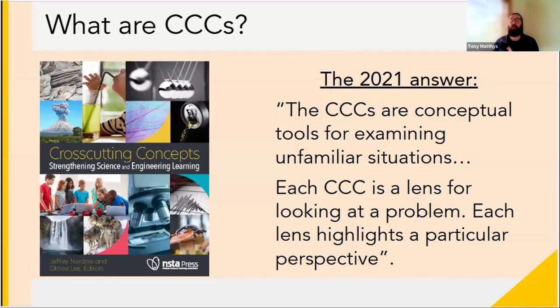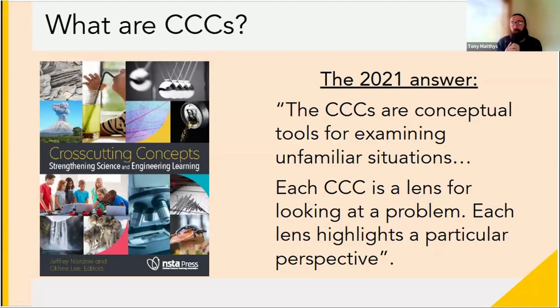And in this book, they reframe the cross-cutting concepts, talking about the CCCs as conceptual tools for examining unfamiliar situations, as well as each CCC being a lens for looking at a problem. Each lens highlights a particular perspective. And for me personally, this was one of those breakthrough moments. I love thinking about the CCCs as these conceptual tools that we use to make sense of problems and figure things out. And you need lots of tools in your toolkit.